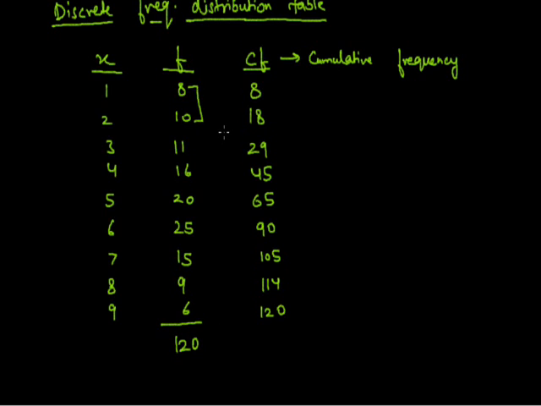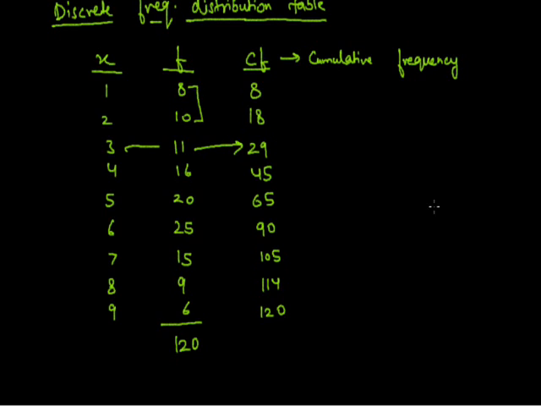It means we continuously add all the frequencies one by one, to the cumulative frequency we got by adding the previous frequencies. Suppose this is the cumulative frequency of 3. How we get the cumulative frequency of 3 is by adding all the frequencies up to 3, that is 8 plus 10 plus 11. So that's why we got 29. So this is the way to find out the cumulative frequency.